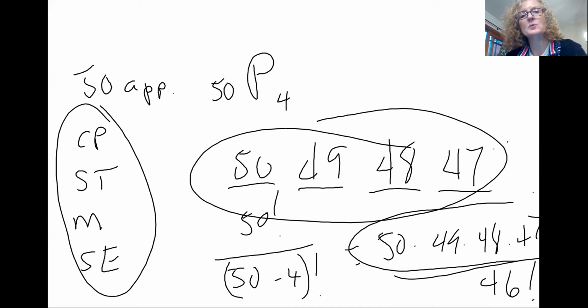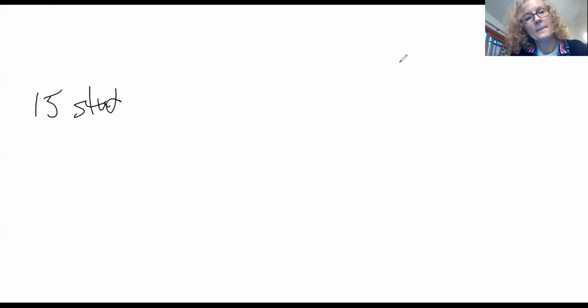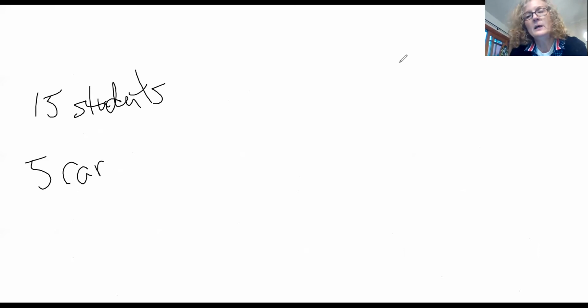Now, last one we're going to look at. Let's clear all this out. We had 15 students. 5 of them are going to ride in the car instead of the van. Now, if I'm going to take those 15 students and I'm going to pick 5 of them. So it's going to be 15 and I'm going to pick 5 of them. Is it going to be a combination or a permutation?